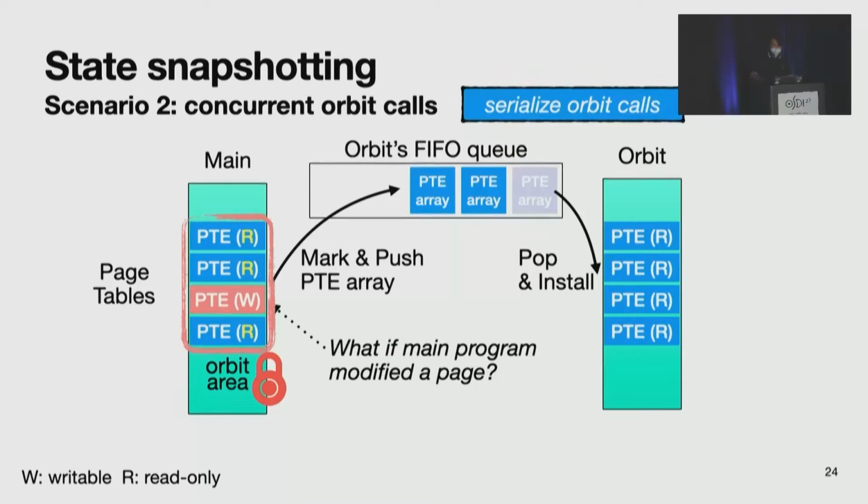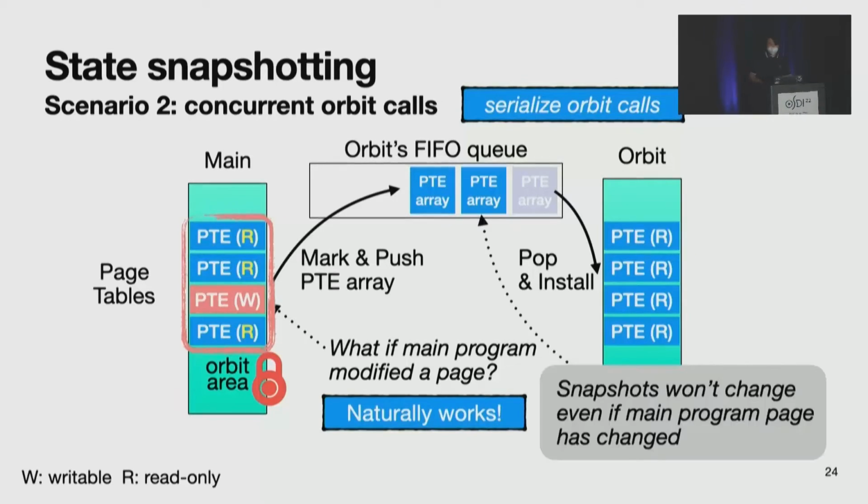But what if the main program modifies the state after we snapshot it? Would it affect the previous snapshots? The answer is no, because those writes will also trigger a page copy on the main program side and leave the snapshotted page in the queue unmodified.